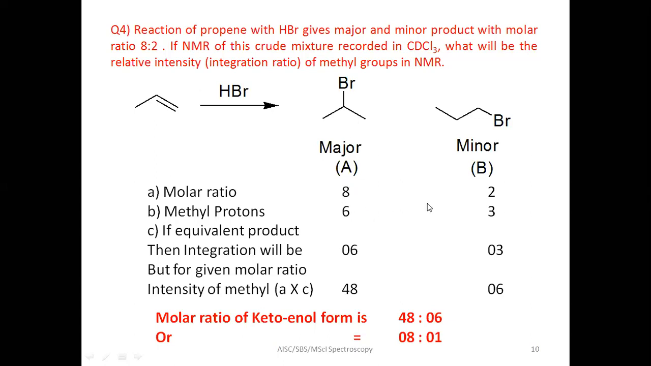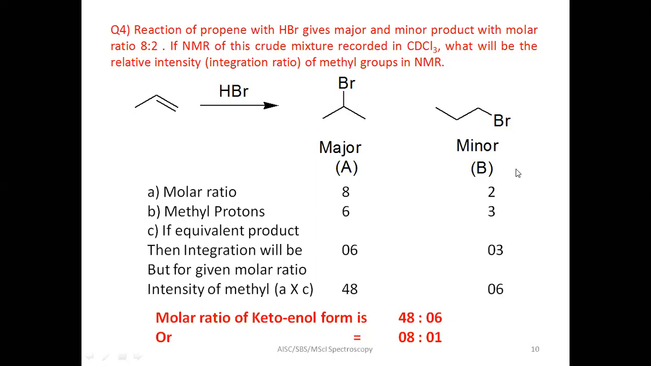So 8 molecules of this and 2 molecules of this. The number of CH3 groups in this is 8 moles, so 3 into 6 into 8, because each contributes 6 protons. So 8 molecules of that major product. Therefore the methyl hydrogens become 48 hydrogens in that ratio, and this is having 2 moles.